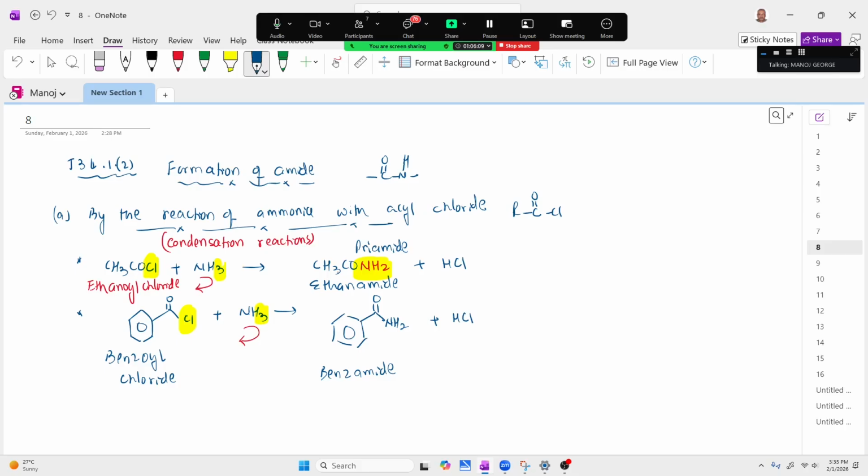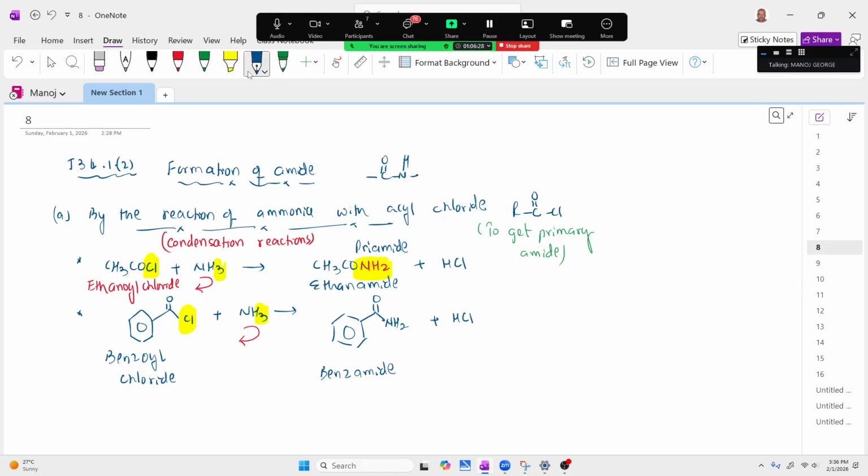Okay, so what we are getting is reaction with ammonia. Make a note, to get primary amide. Okay, so are we ready for the next page?